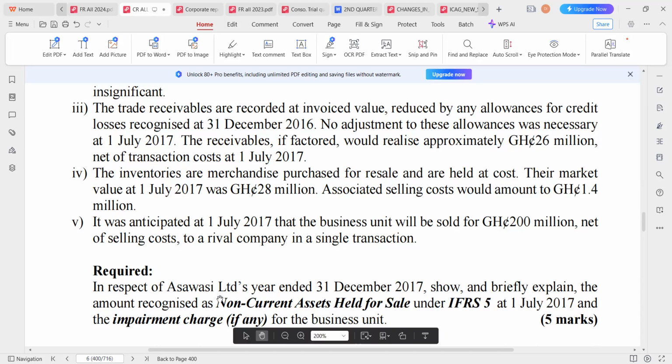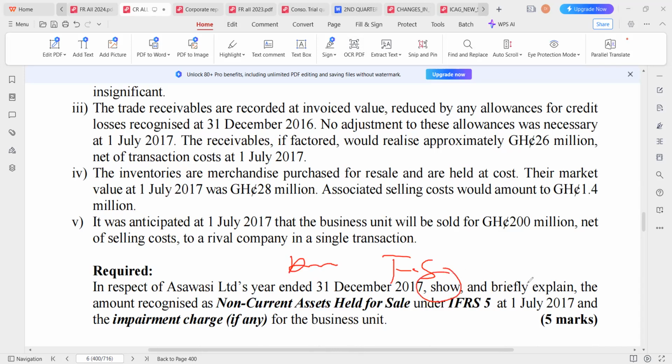The amount show. So here we don't need what goes to P&L. The amount that should be recognized for non-current assets. We did not mention any financial statement here. We didn't say how it will be accounted for in a financial statement. Take notice. We say show and explain. So here you only calculate and explain. That's all. Calculate and explain.